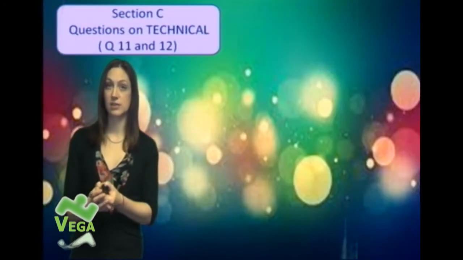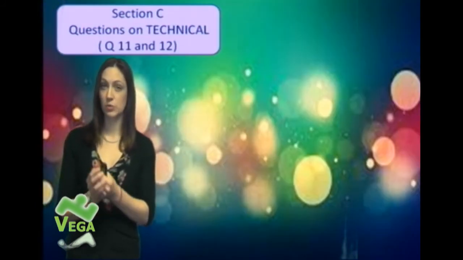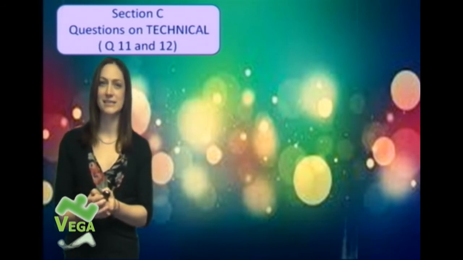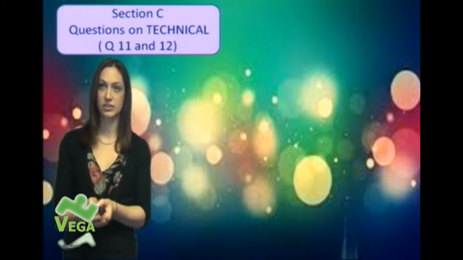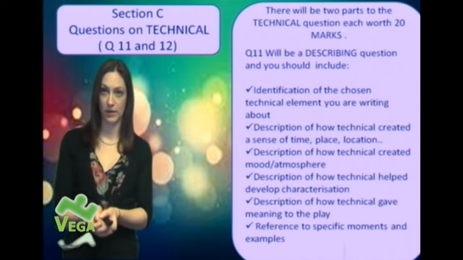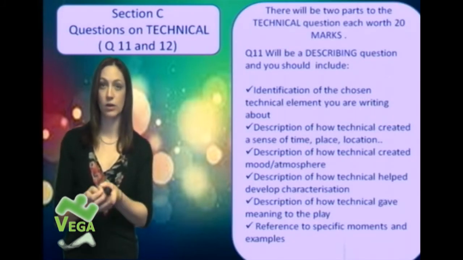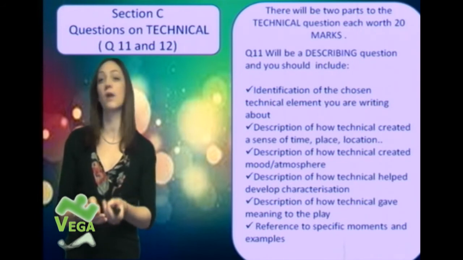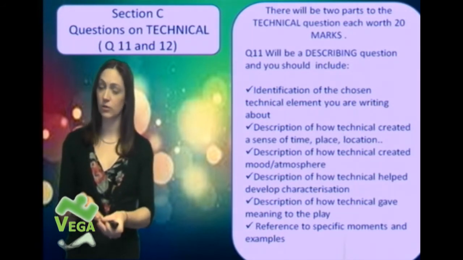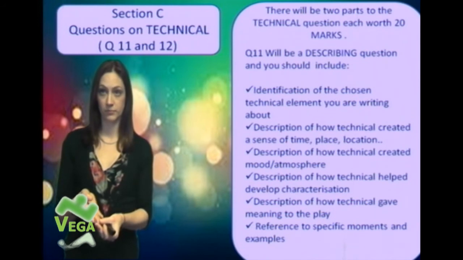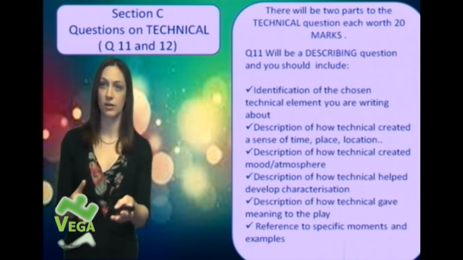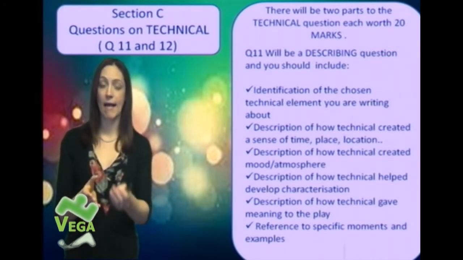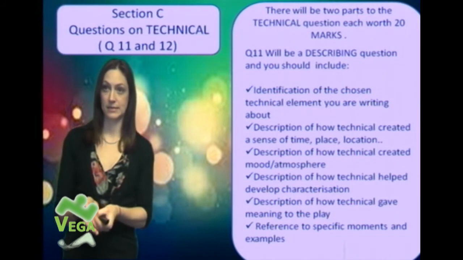If you are choosing to answer the technical questions, you are going to ignore questions 9 and 10 and instead answer 11 and 12. So let's talk about question 11. Question 11, again, is a describing question. So once again, you're going to identify the technical element you're writing about. For example, lighting or sound or costume. Then you're going to describe how that technical element created a sense of time or place or location. For example, how did the lighting help you understand where the scene was taking place?